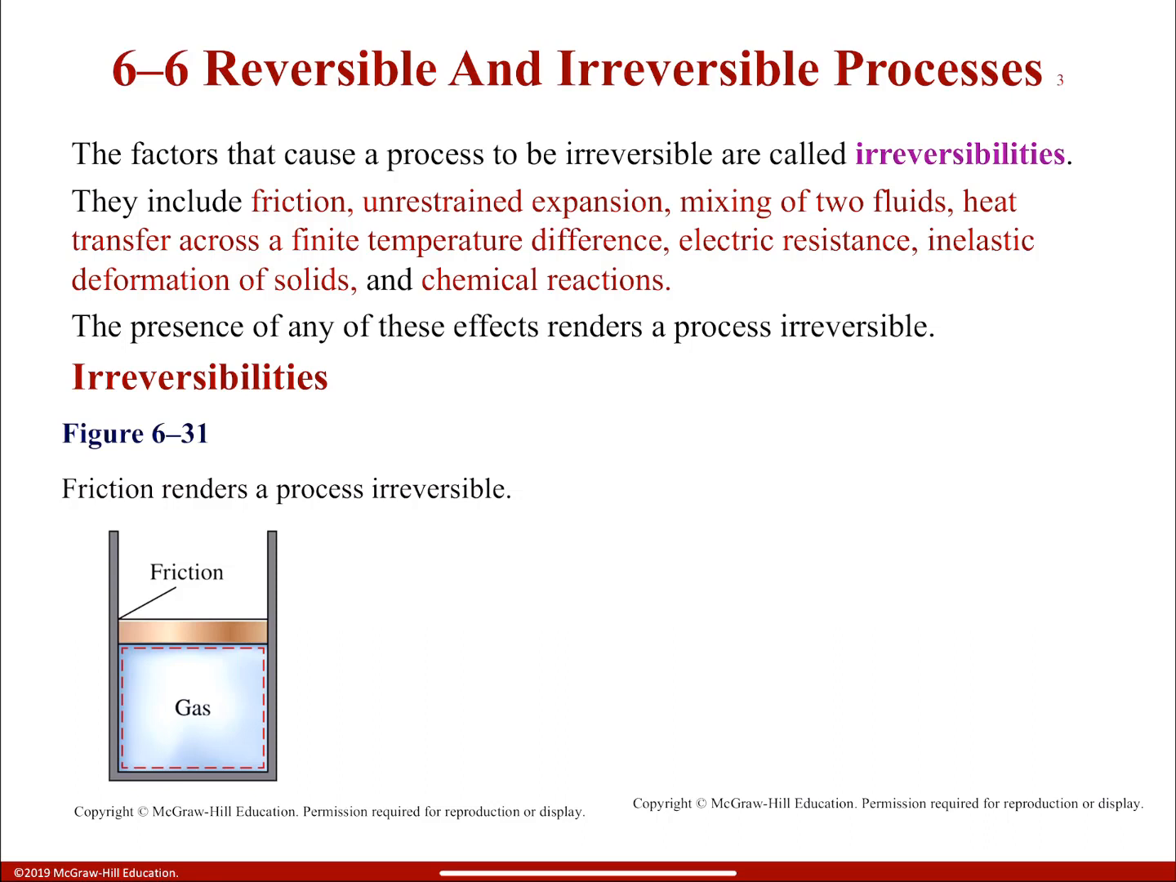Probably I'm not pronouncing this right, but anyways. The factors that cause a process to be irreversible are called irreversibilities. They include friction, unrestrained expansion, mixing of two fluids, heat transfer across a finite temperature difference, electric resistance, inelastic deformation of solids, and chemical reactions. And the list goes on and on. The presence of any of these effects renders a process irreversible.